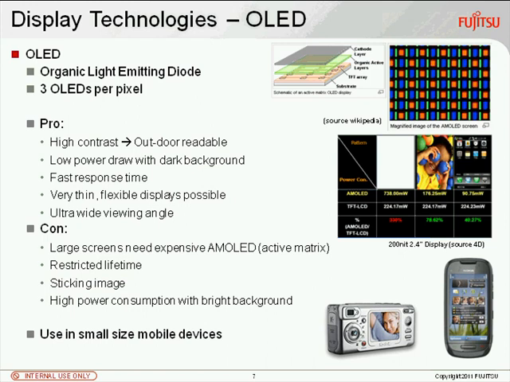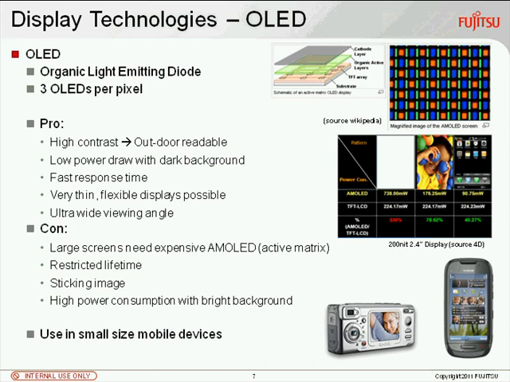It can be produced very thin and even on flexible layers. So flexible displays are possible. And I already mentioned it's a very wide viewing angle because no polarizer films are used there. The disadvantage is that it works very well with small devices, because small devices can use passive matrix. Larger devices need active matrix.